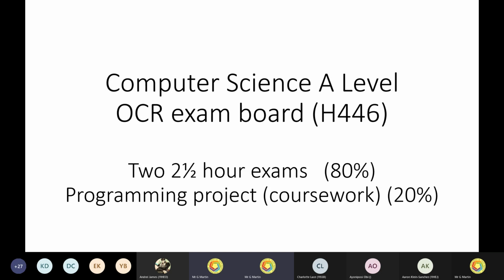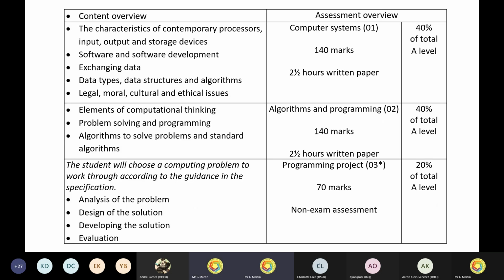And then there were 2.5-hour exams. There's a very brief slide that if you wanted to come back to the recording to have a look at to see what the contents are, it covers all of the areas of computer science, looking at the theory behind it.